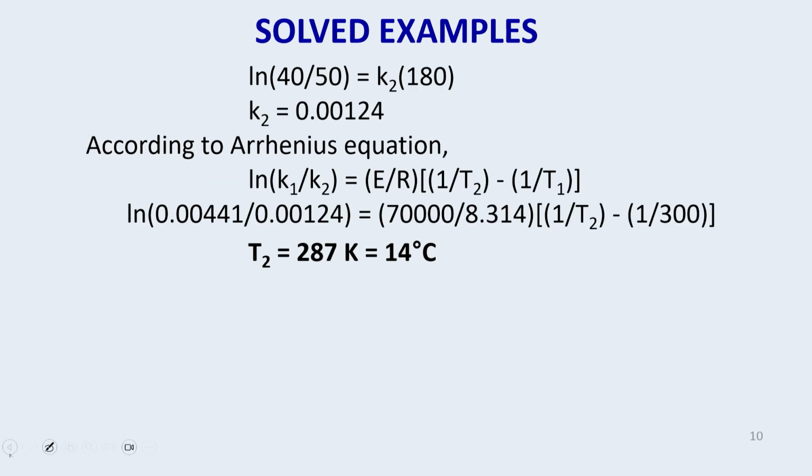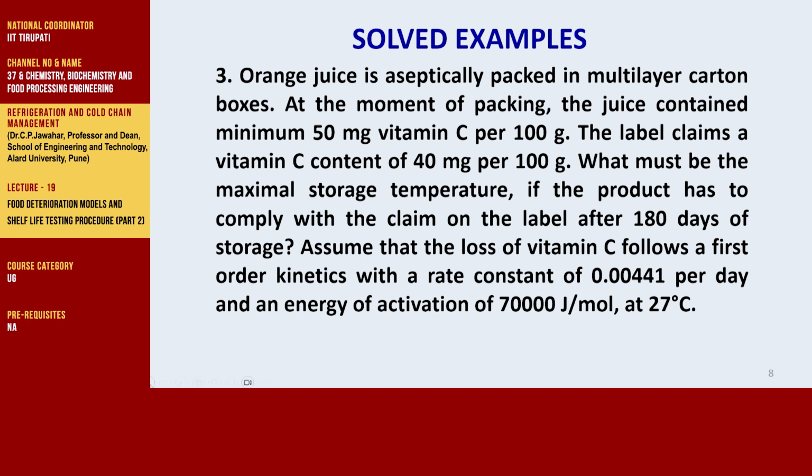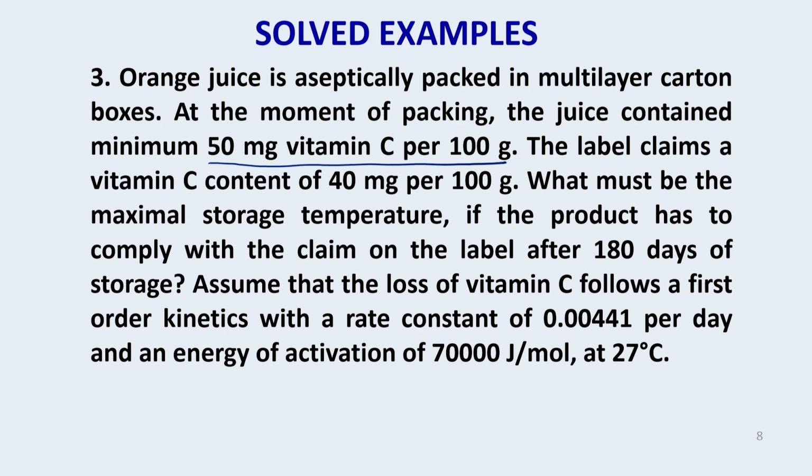Let us solve one more numerical question based on Arrhenius model before moving to the next topic. Orange juice is typically packed in multi-layer carton boxes. At the moment of packing, the juice contains minimum 50 milligram of vitamin C per 100 gram. The label claims a vitamin C content of 40 milligram per 100 gram. What must be the maximal storage temperature if the product has to comply with the claim on the label after 180 days of storage?